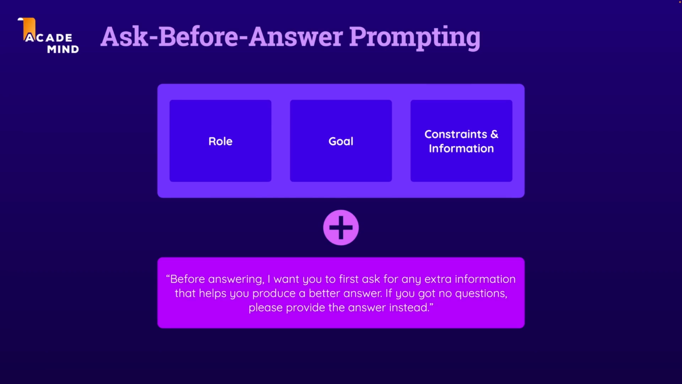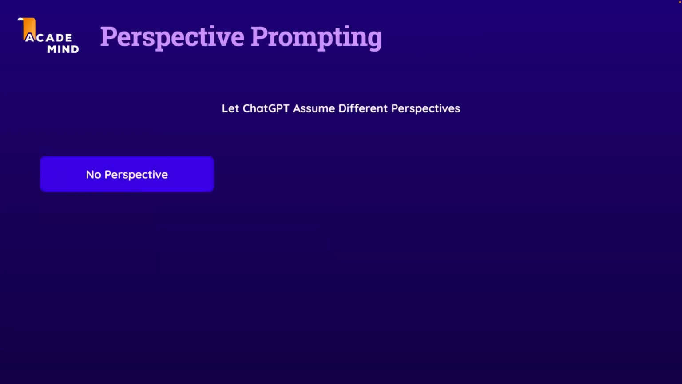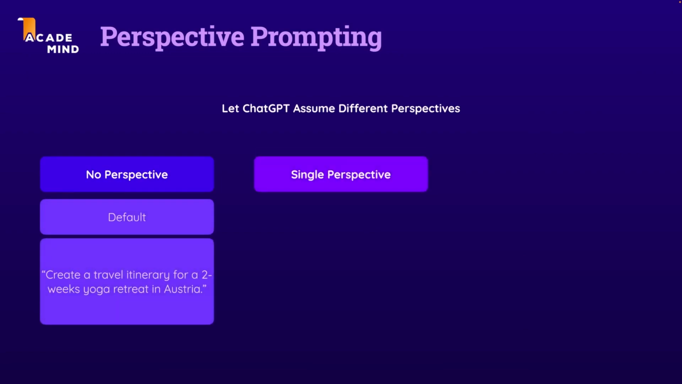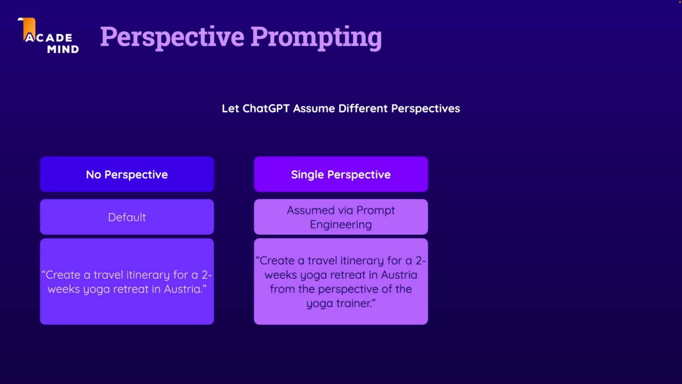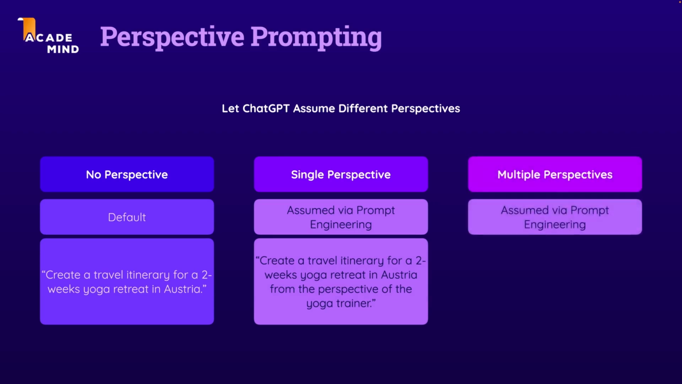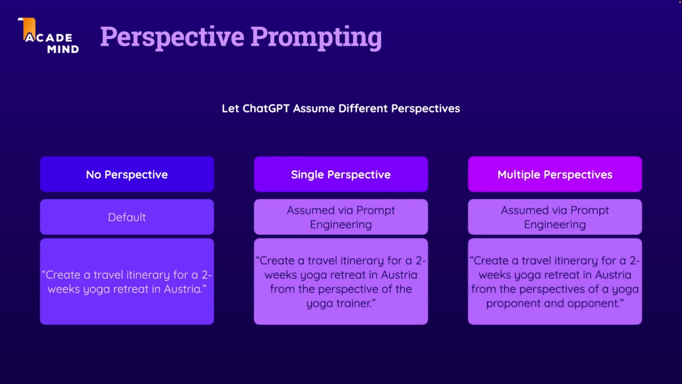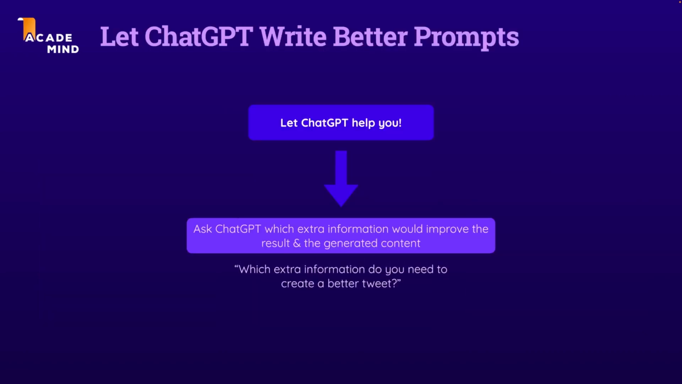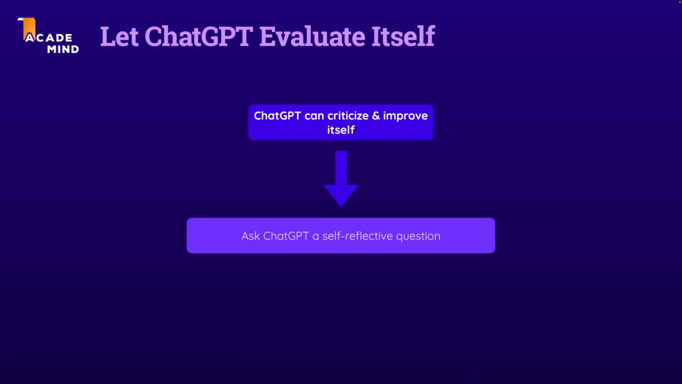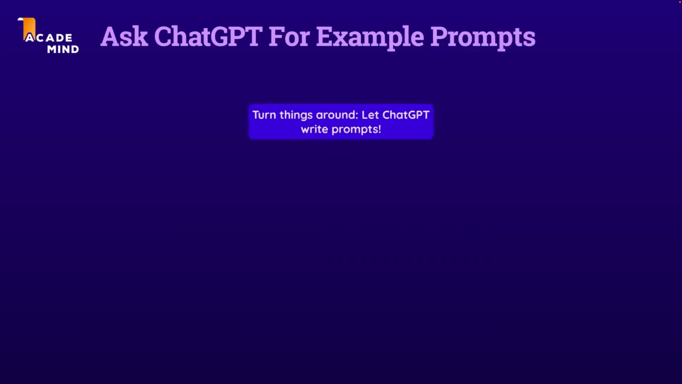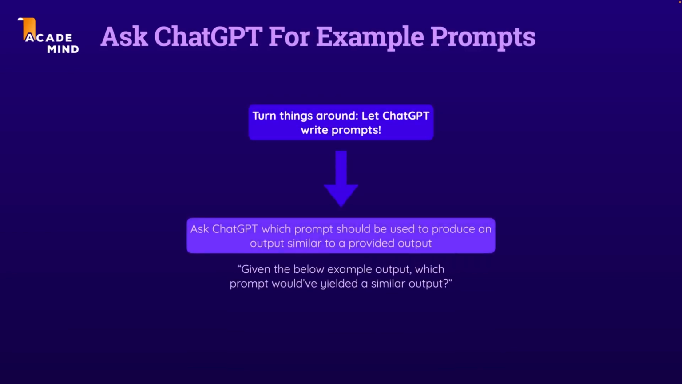And you learned about these more niche and slightly more advanced techniques like perspective prompting, where for certain problems it can be useful to get ChatGPT to not just assume a single role, but multiple perspectives that can be used in the answer it generates. And you learned that ChatGPT can help you write better prompts, not just by telling you which extra information could be added, but also by getting ChatGPT to evaluate itself, or to give you example prompts, or to even give you a list of prompting techniques you could use in addition to the techniques you learned about in this section here.